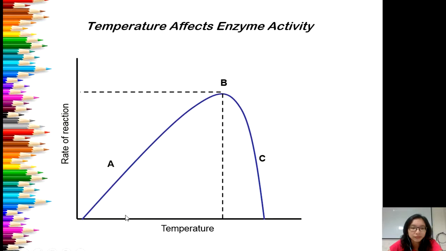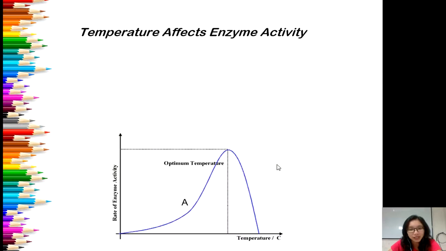So for example, at region A, we can describe that when the temperature is low, the rate of reaction is also low. But as the temperature rises, the rate of reaction also increases until it reaches this point, which is B, the optimum temperature. And then above the optimum temperature, when the temperature rises higher, the rate of reaction will decrease. Now we'll see the explanation of this.